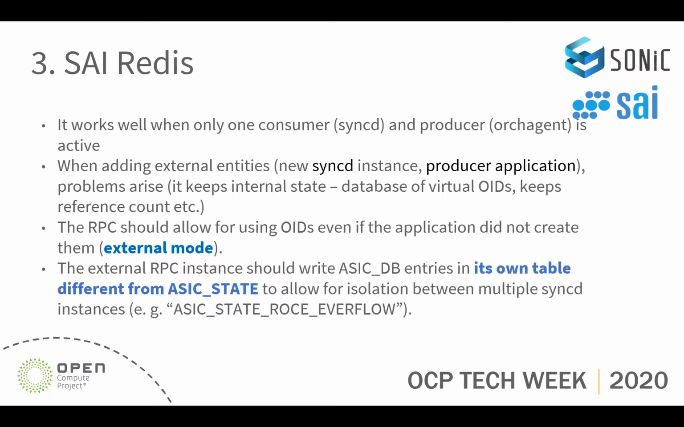SAI Redis, same thing. It works well when only one consumer and producer, usually syncd or orchagent, is active. But when adding external entities like a new syncd instance or producer applications, problems arise because they keep internal state. So the RPC should allow for using object IDs even if the application did not create them. This is what is missing basically from SAI Redis. In our example, it means that I should be able to use a mirror session created by the main instance, although I didn't create it, but I still need to be able to reference it. And same thing, it should write ASICDB entries in its own table, different from ASIC state, to avoid conflicts.